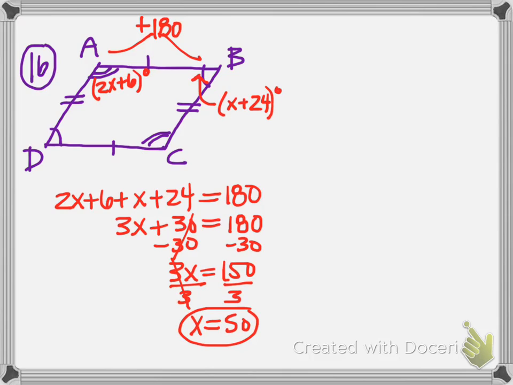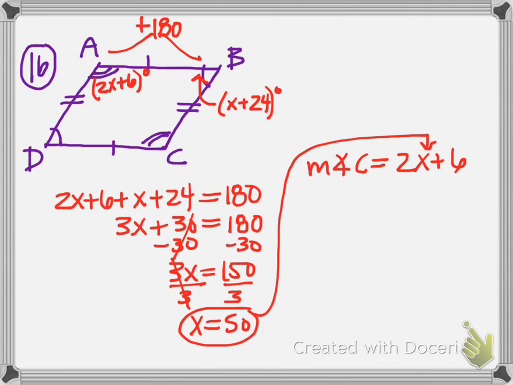It says find the measure of angle C. Well, angle C is across from angle A, so those two have the same measure. So the measure of angle C is going to equal the measure of angle A, which is 2x plus 6. But now that we know that x is 50, we'll just plug that in. 2 times 50 is 100, plus 6 is 106 degrees for the measure of angle C.